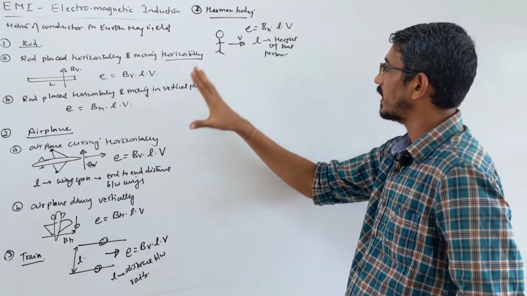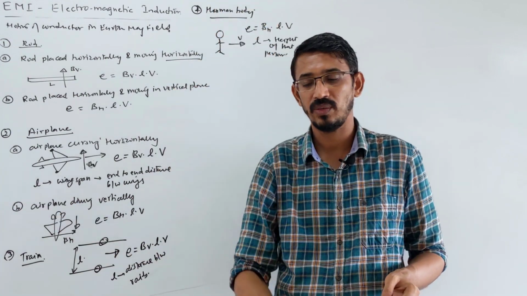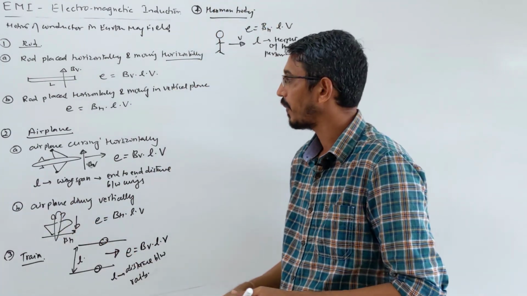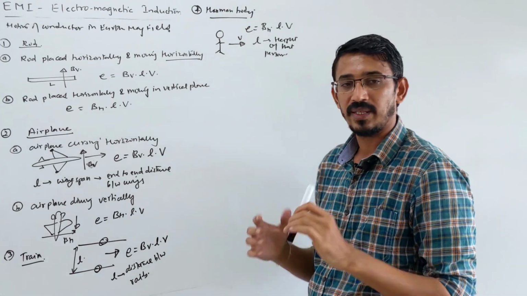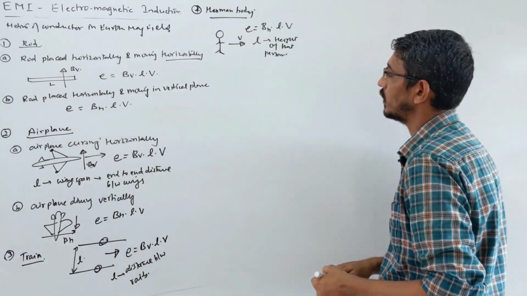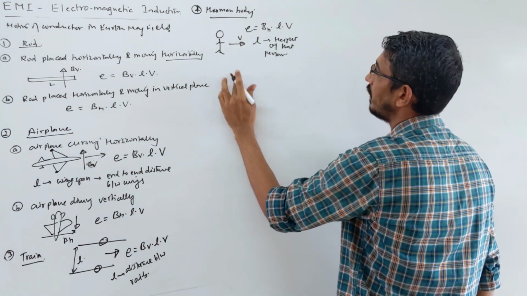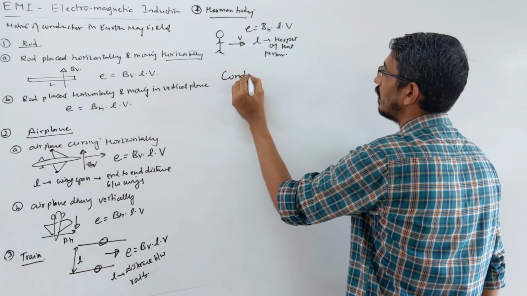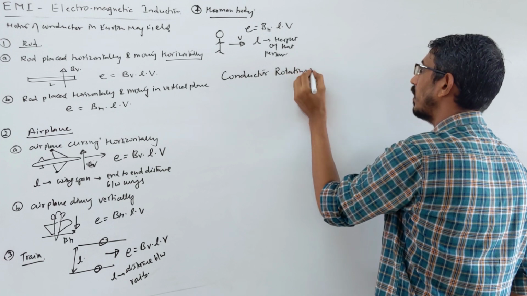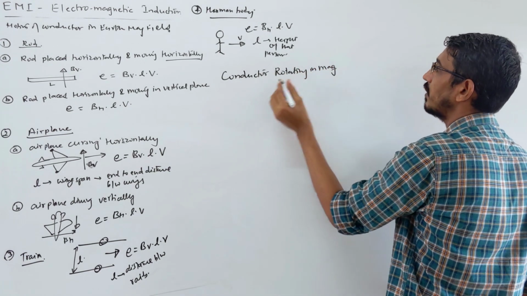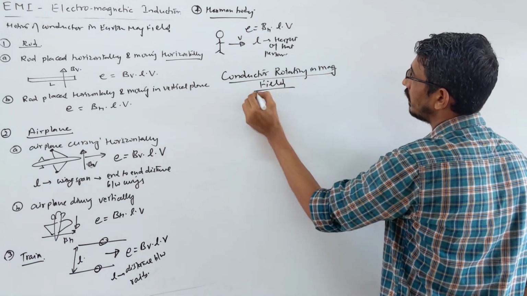Here I discussed all examples where your rod or conductor is moving in a straight line, falling vertically or moving horizontally, but in a straight line, okay. Suppose this same conductor started rotating in that magnetic field, then what will happen, okay. So I am writing a special case here. I am writing the heading like this way: conductor rotating in magnetic field. You have some magnetic field and your conductor started rotating there, okay.